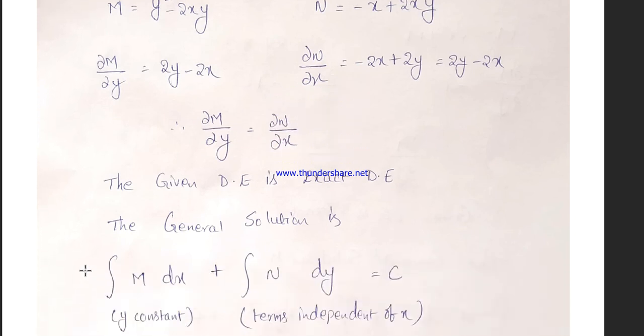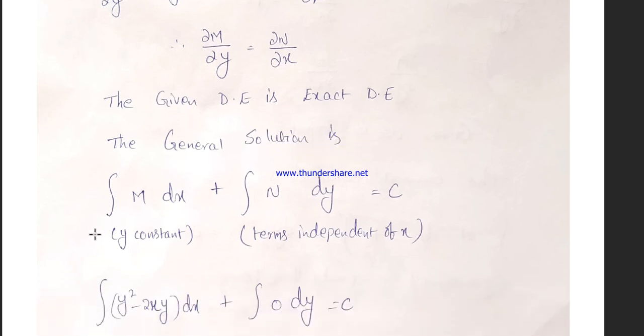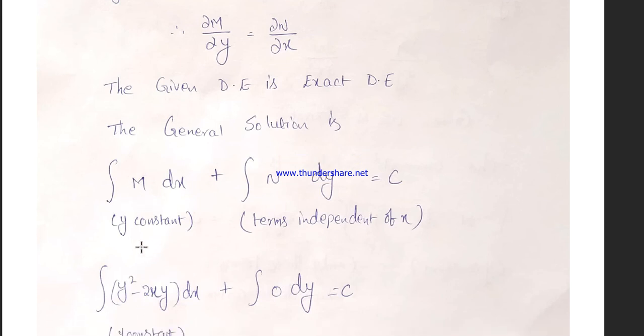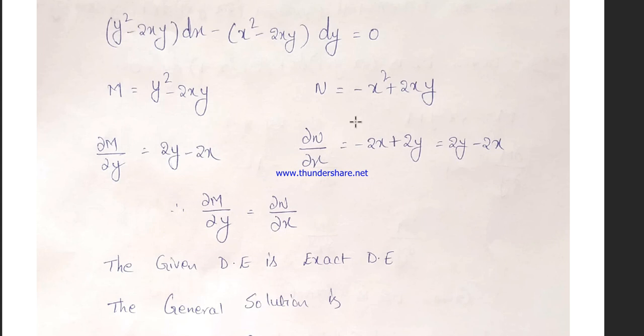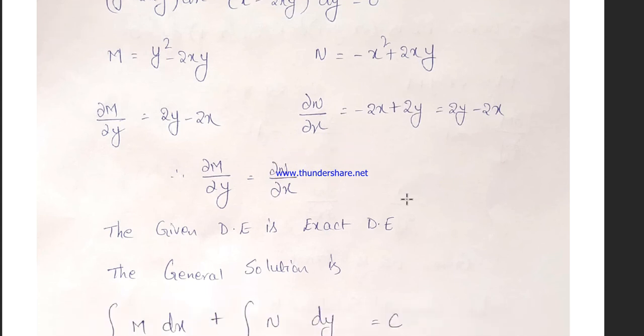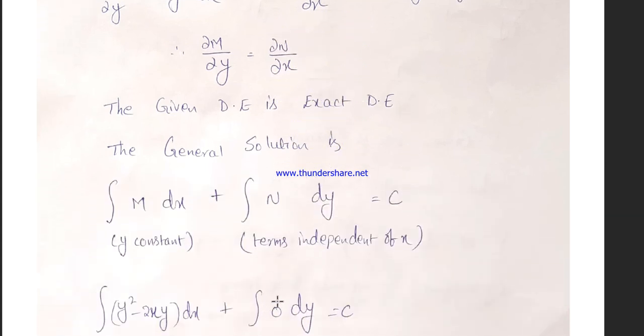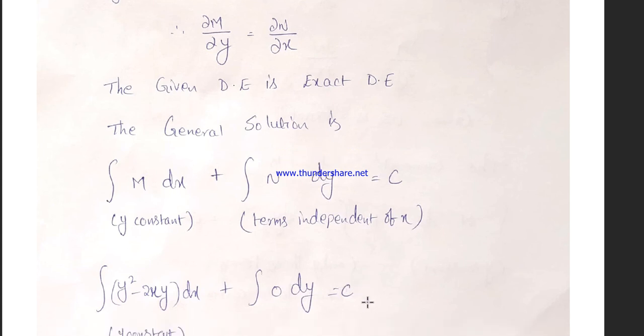Therefore the general solution is integral M dx, with y constant, plus integral N dy, only the terms independent of x, equal to c. So we take (y square minus 2xy) dx, whatever M is, you can substitute it, but at the time of integration consider y as constant, plus integral N dy. Is there any term independent of x in N? No, because all the terms have x. So there is no term independent of x, so we write 0 into dy equal to c.